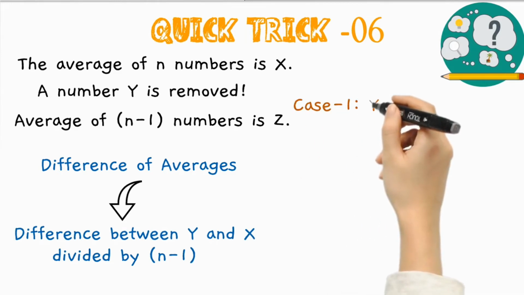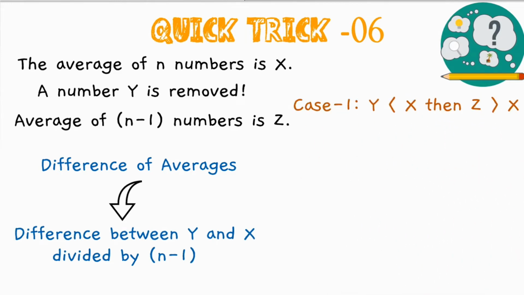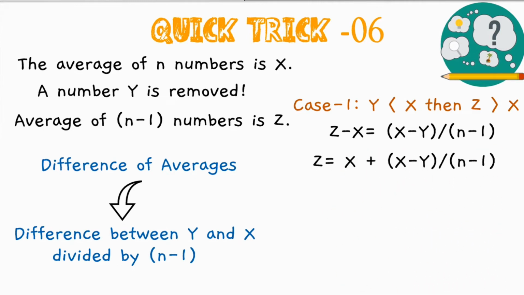Here also we have two different cases. In case 1, consider the value y is less than the existing average x. So with reference to x, the new average value increases. Thus, the difference becomes z minus x, and by using this statement, that can be given as x minus y over n minus 1. By using the above statement, the new average z can be defined as x plus x minus y over n minus 1.